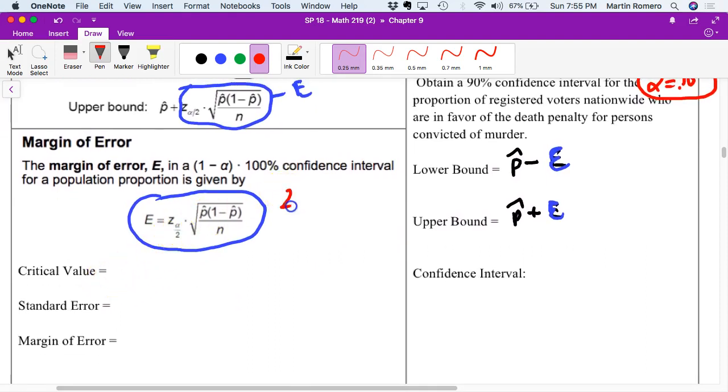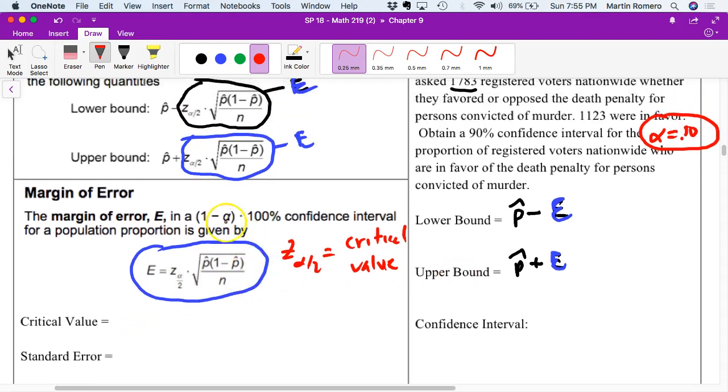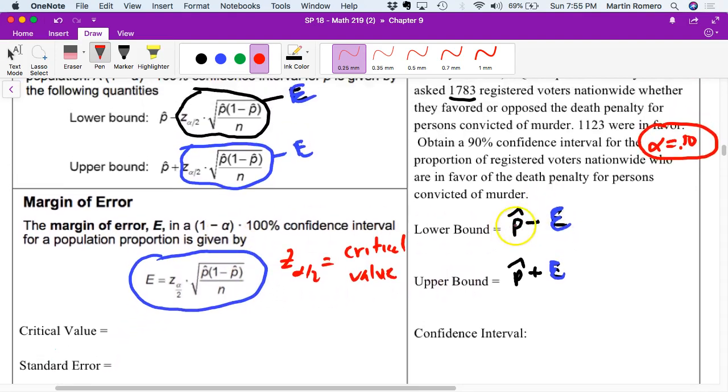And to get E, we need these values here. So this Z, which we did in a previous section, is what's called a critical value. That's a critical value. And so we need that. This here is your standard error from 8.2. And then that would equal your margin of error. And that's all we need to do. Once we have that, then we add that or subtract that from the P hat.